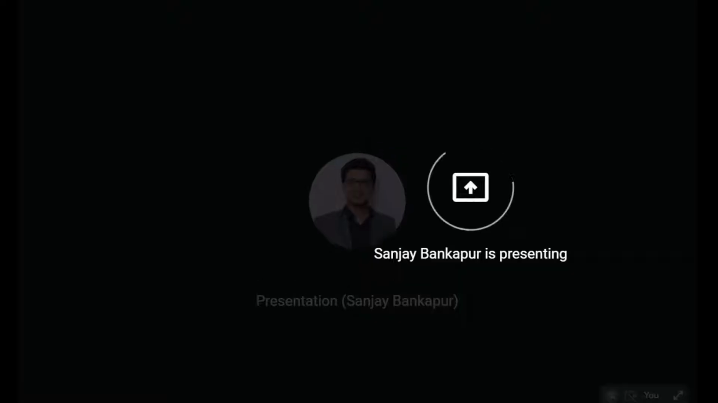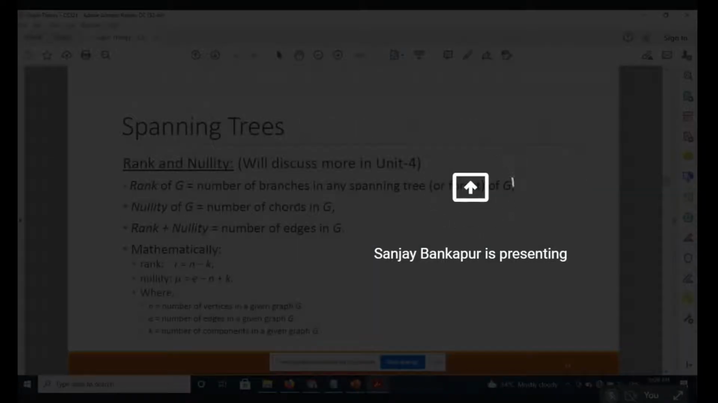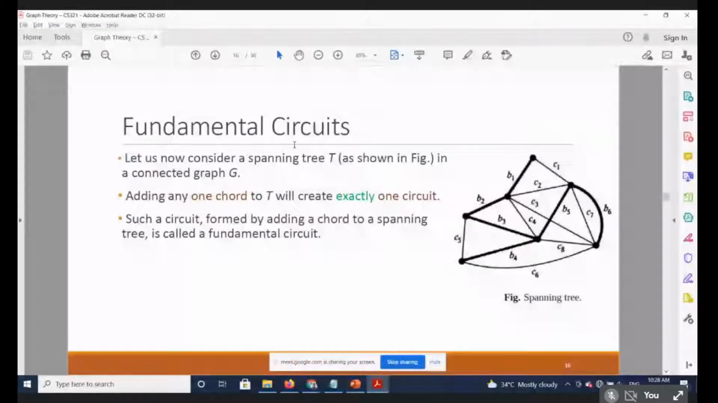So yeah, during spanning trees, we did discuss fundamental circuits. In this example, there are 6 branches. By adding any chord to it, and there are 8 chords, it will become a circuit for sure. The only criterion was, by adding one chord, there should be exactly one circuit. Then only that circuit becomes a fundamental circuit.